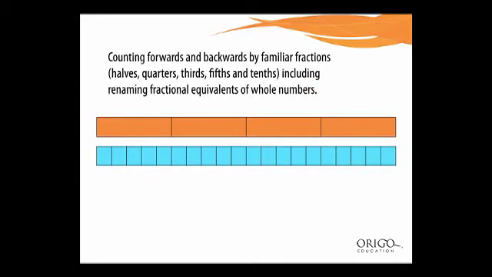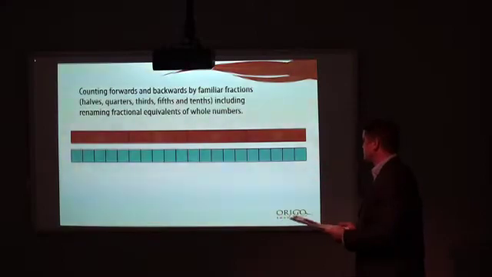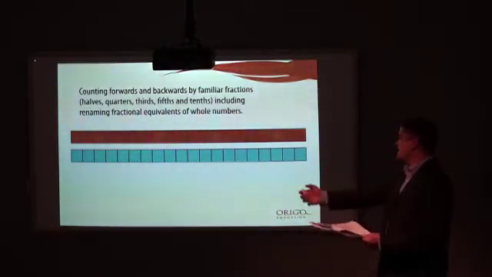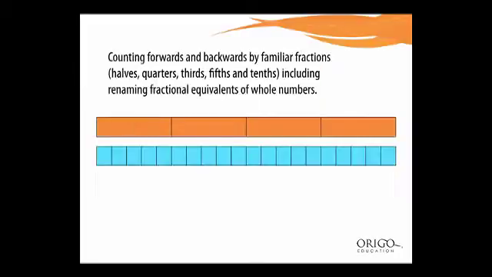This is one of the elaborations. If you look on page, I think it's on page 30, halfway down, you might want to highlight it. It says counting forwards and backwards by familiar fractions, halves, quarters, thirds, fifths and tenths. So again, because you can show more than one, you can count the wholes, but you can also come back here and count the parts. So that's what they're expecting you to do.